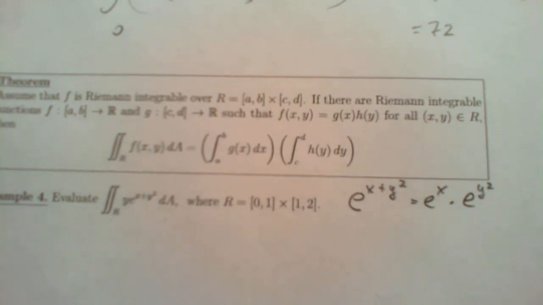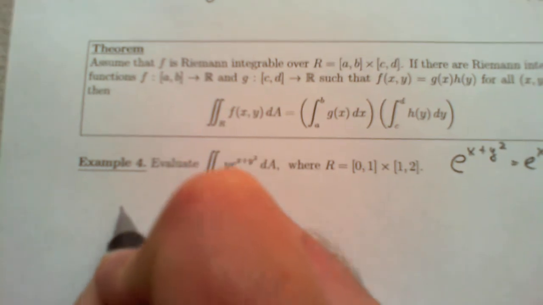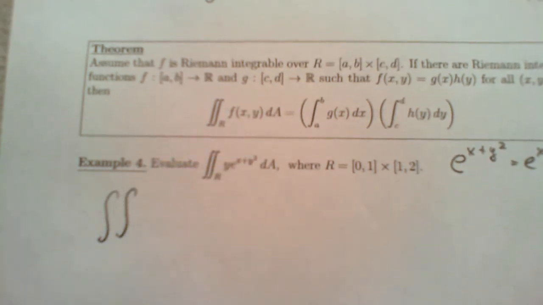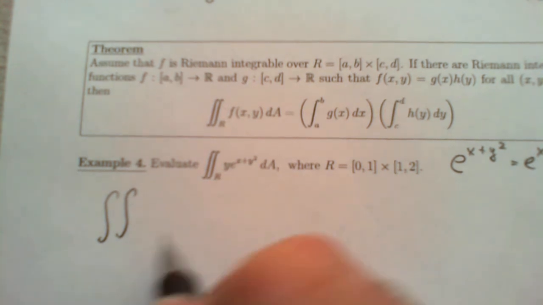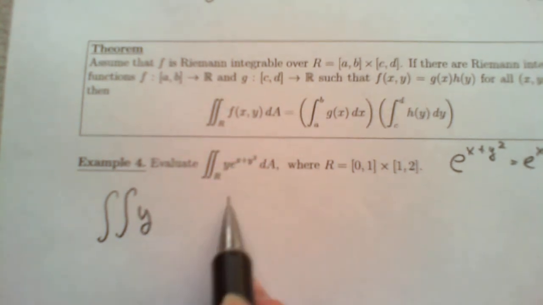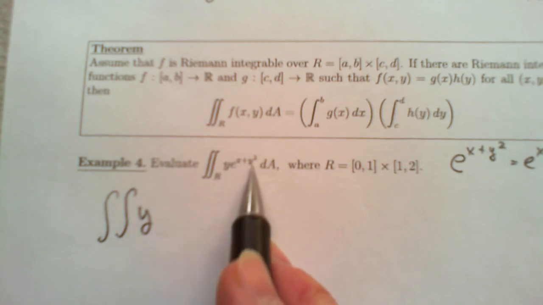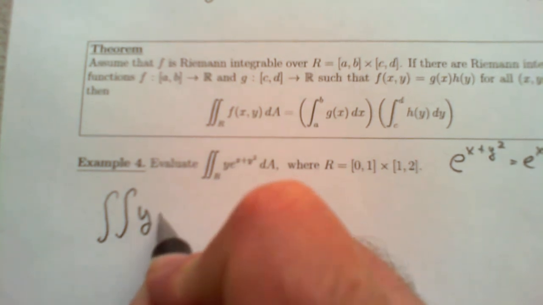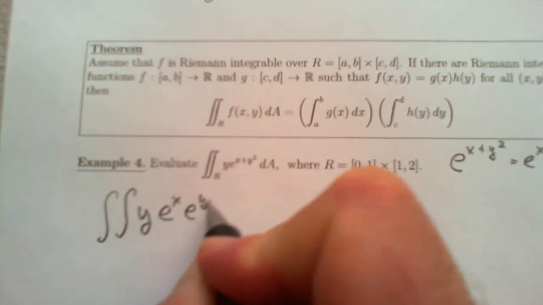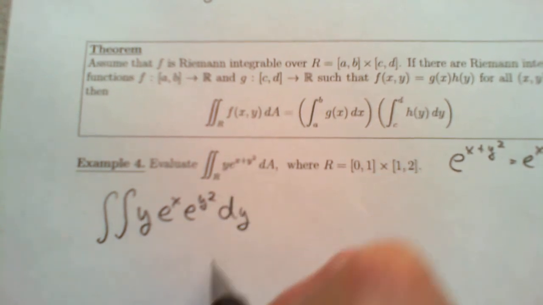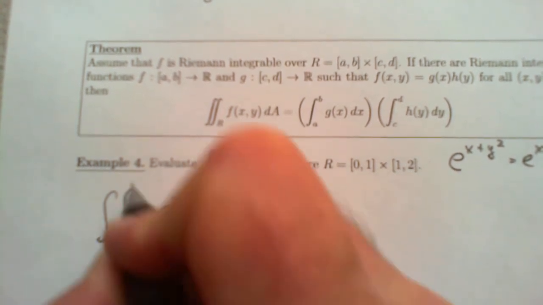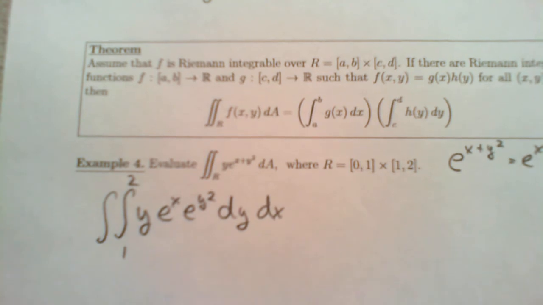Now what I'm about to do is write this as a double integral, and I'm just going to put these on there. It doesn't matter, I'll do y first. Well, first let me write the function: y times e to the x plus y squared, so y times e to the x times e to the y squared. Then dy, y goes from 1 to 2, dx, x goes from 0 to 1.